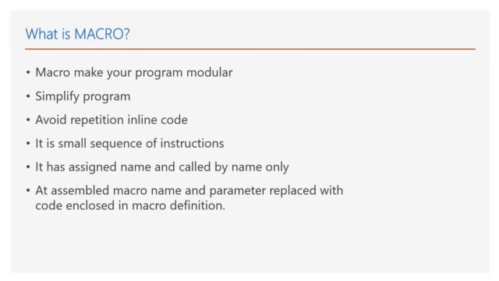When assembled, the macro name and parameters are replaced by the code enclosed in the macro definition. When you write a definition of the macro, a block of code is used there. Use the macro only at that place where the repetitive code is so small. That's why it is termed inline code. You define the macro in its specific definition and it gets called in your program with its name only.